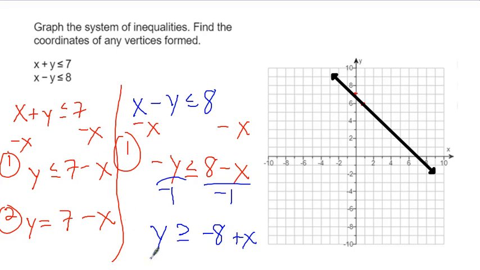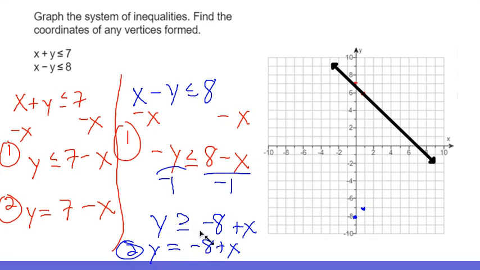All right, so step 2 is to graph this as if it were an equation. So we're going to graph y equals negative 8 plus x. The y-intercept there is negative 8, which is going to be way down here, (0, negative 8). The slope is positive 1, which means we're going to go up 1 to the right 1 to get another point. Then we're going to connect those 2 points with a straight line because, again, we have an equals to here. So connect these 2 points with a straight line, and we end up getting this.